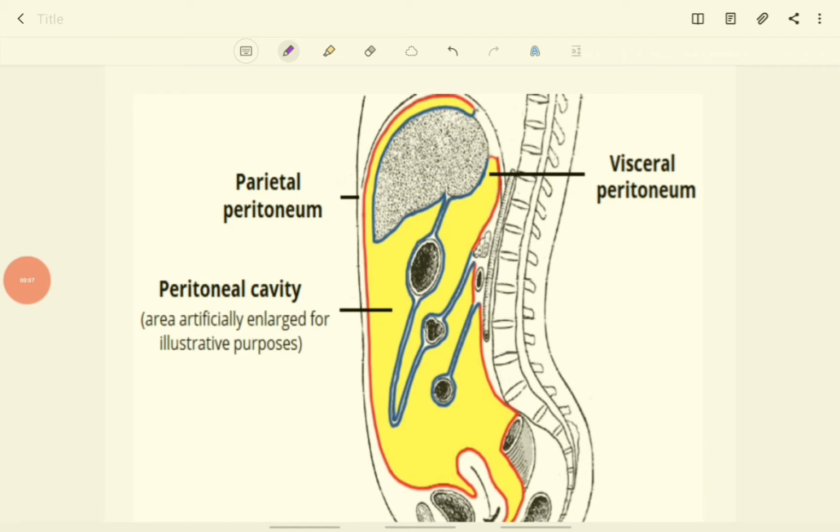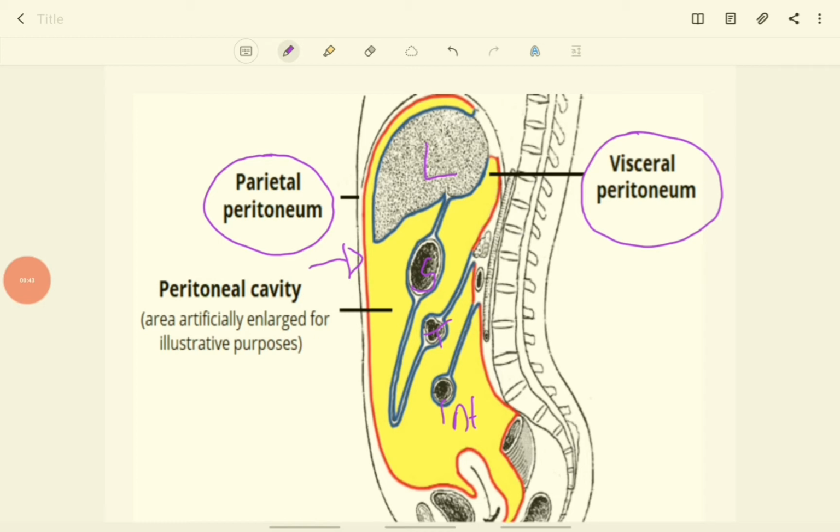This is the image of a transverse section of the abdominal cavity. The abdominal cavity is covered by peritoneum. We have two peritoneum: one is the parietal peritoneum, and the other is the visceral peritoneum. The parietal peritoneum covers the outer surface of the abdominal cavity, marked in red. The visceral peritoneum covers all the internal organs like the liver, stomach, transverse colon, and the intestine. All this blue marking is the visceral peritoneum.